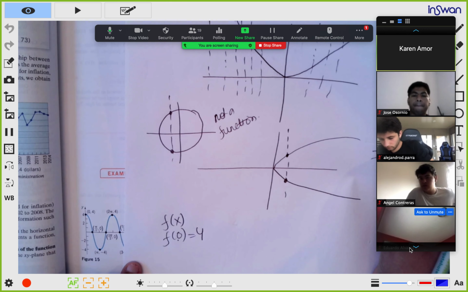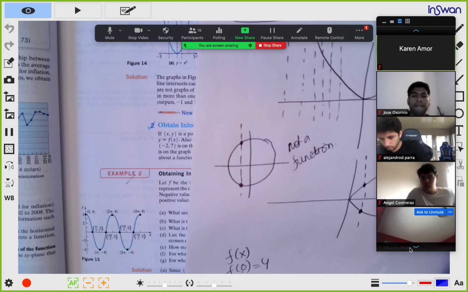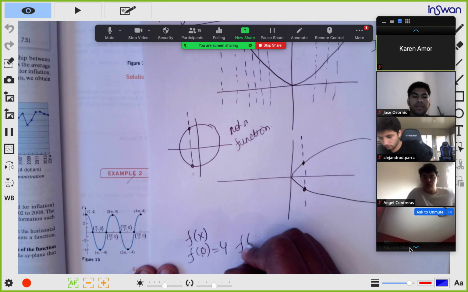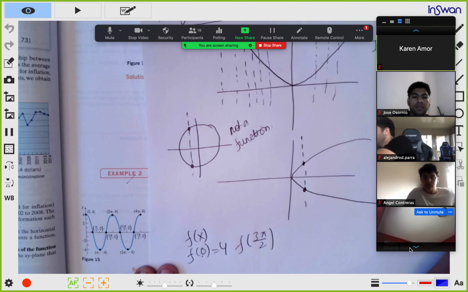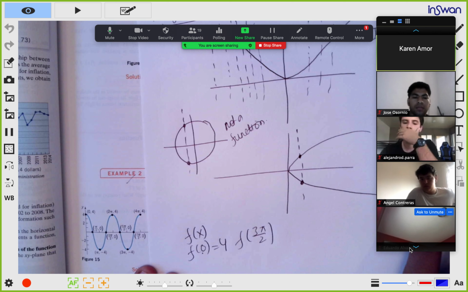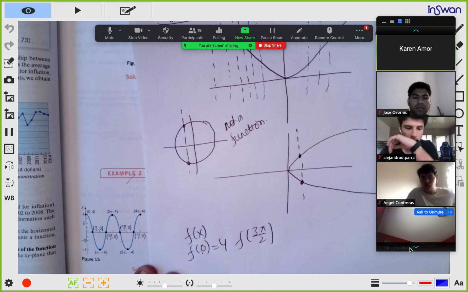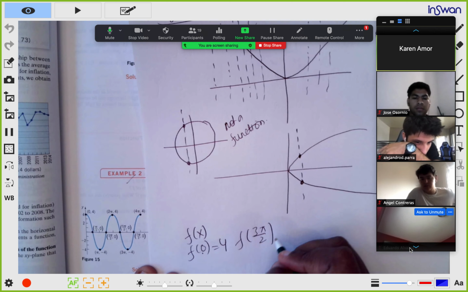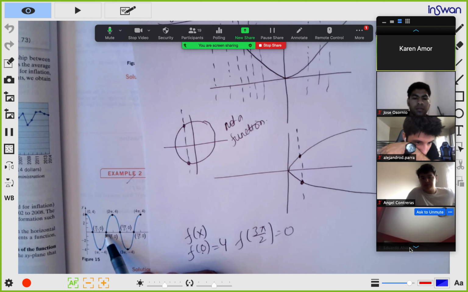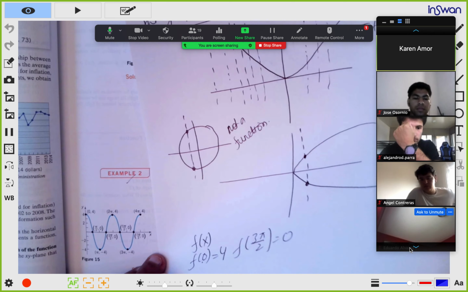Perfect. Okay, can you tell me f of 3 pi by 2? Where do you see x as 3 pi by 2? Yes, it's here. See, my x is 3 pi by 2 and my y is 0. Okay, can you give me one more example? What's f of 3 pi?